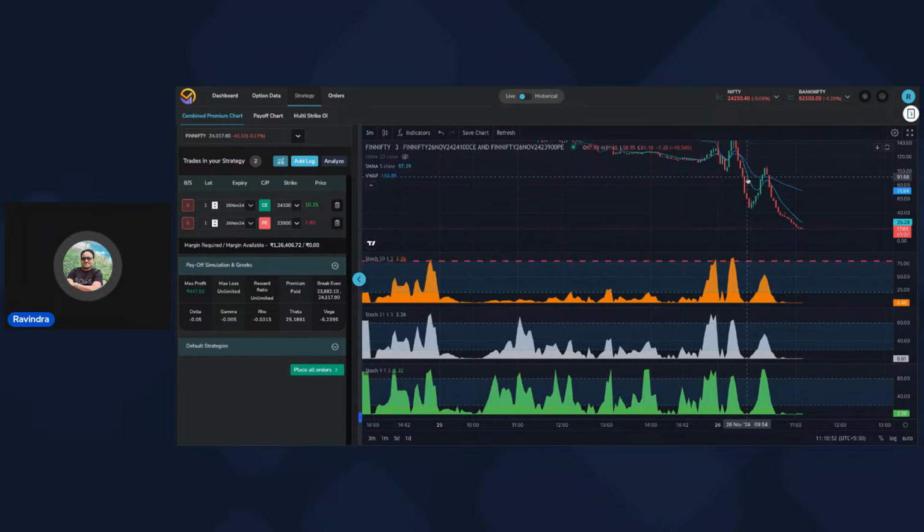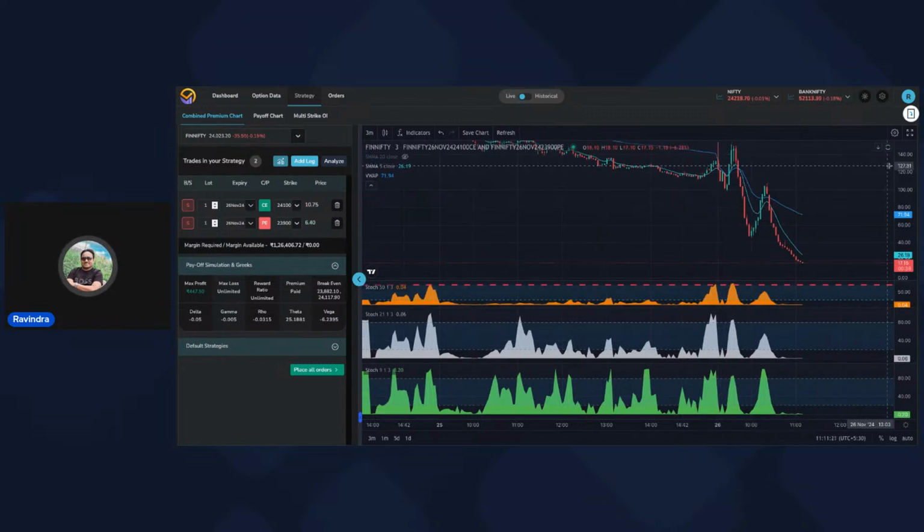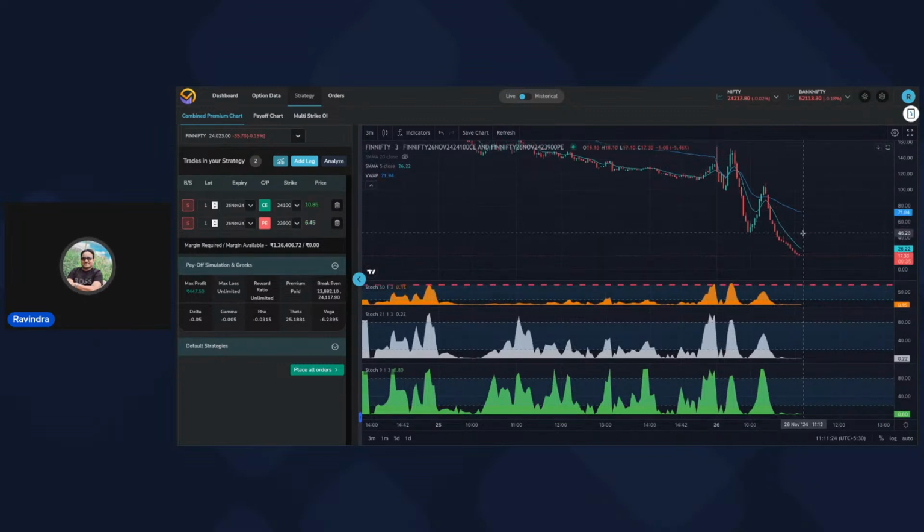So there was some bit of, I'll not say non-decay, but this is basically the price movement, mainly because starting from 10 o'clock to 10:20 or 10:30, Nifty fell down. Obviously when it fell down, there is an impact on the PE prices. In fact, this is where I started entering the trade. After I entered, there was definitely constant decay.